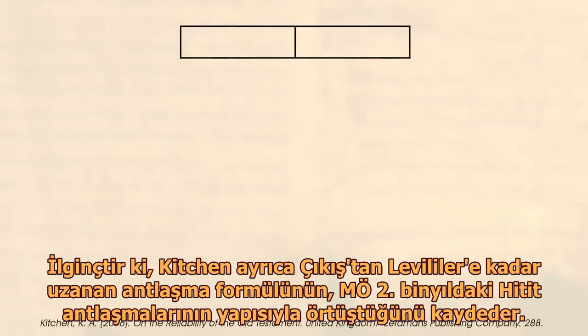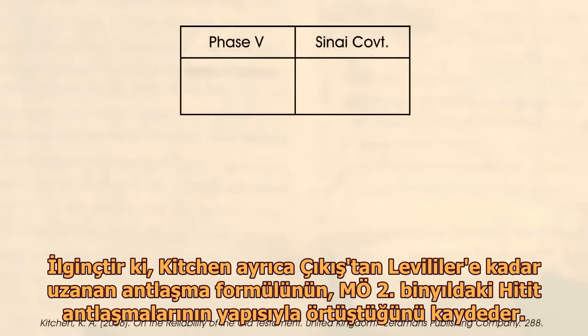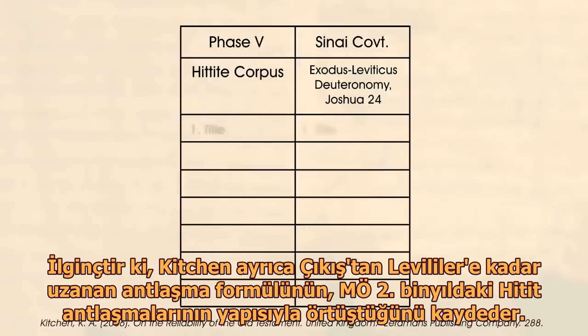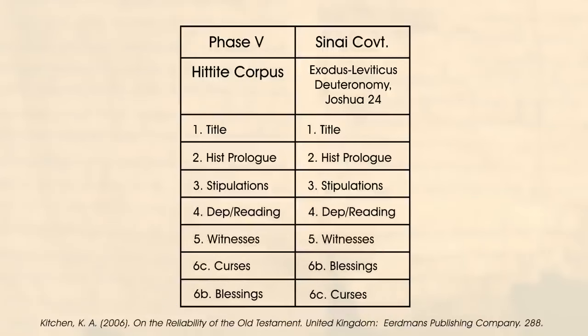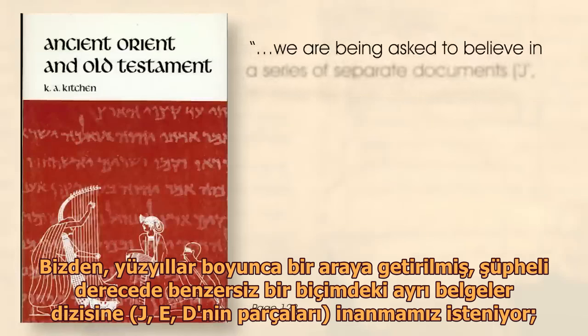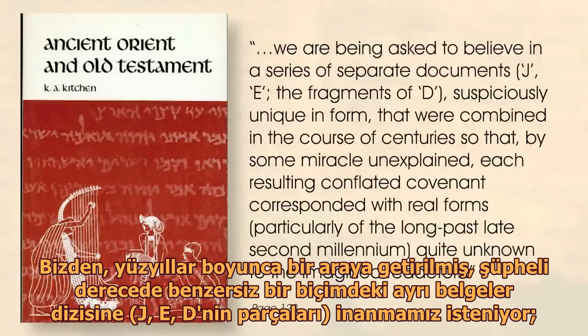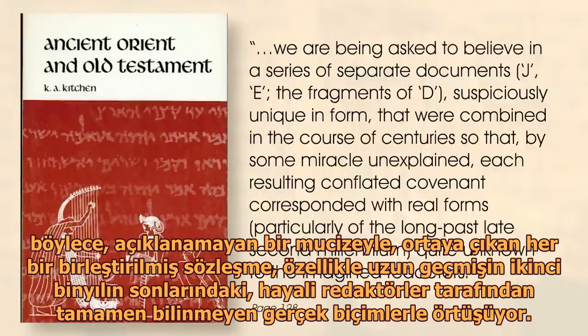Interestingly enough, Kitchen also notes that the covenant formula, as woven throughout Exodus to Leviticus, matches the structure of Hittite treaties from the 2nd millennium BCE. But source critics often divide these chapters between different sources. Kitchen says, "We are being asked to believe in a series of separate documents, J, E, the fragments of D, suspiciously unique in form, that were combined in the course of centuries so that, by some miracle unexplained, each resulting conflated covenant corresponded with real forms, particularly of the long past late 2nd millennium, quite unknown to the imagined redactors."